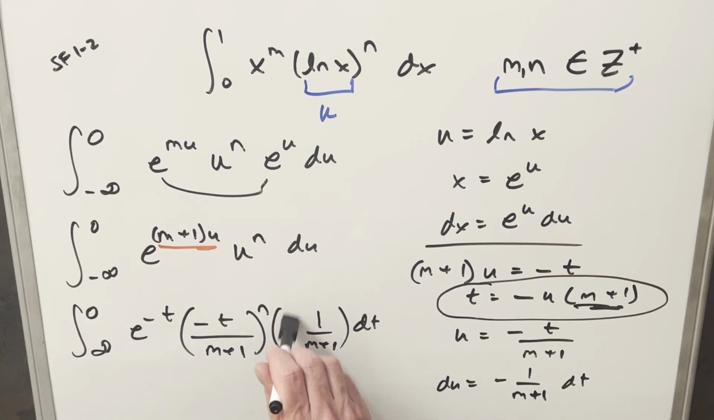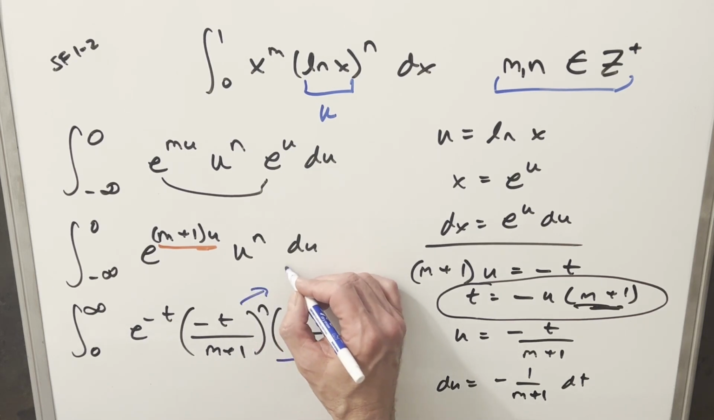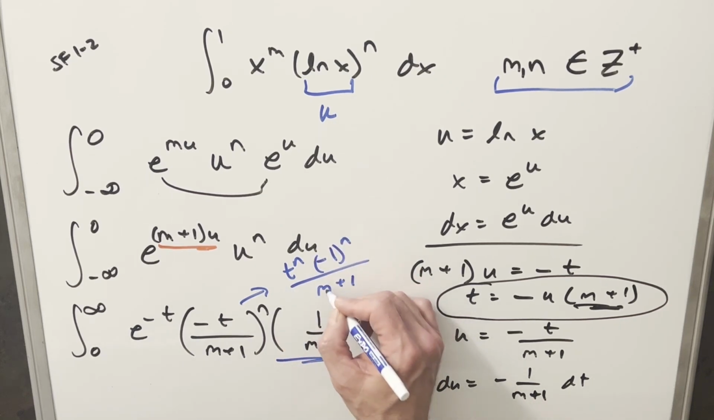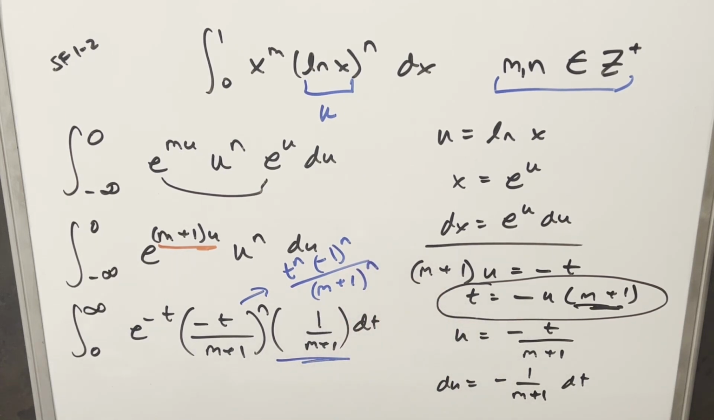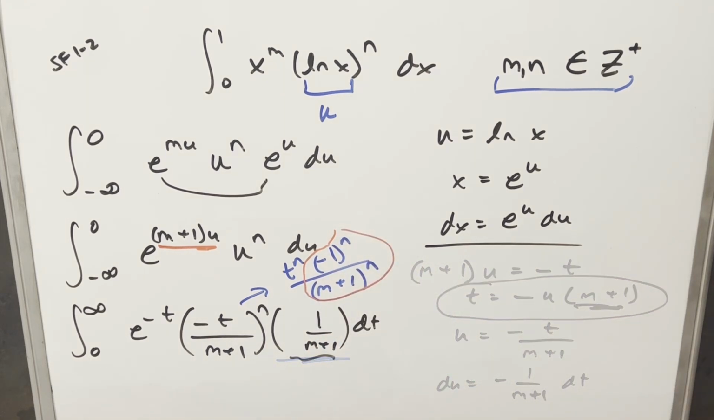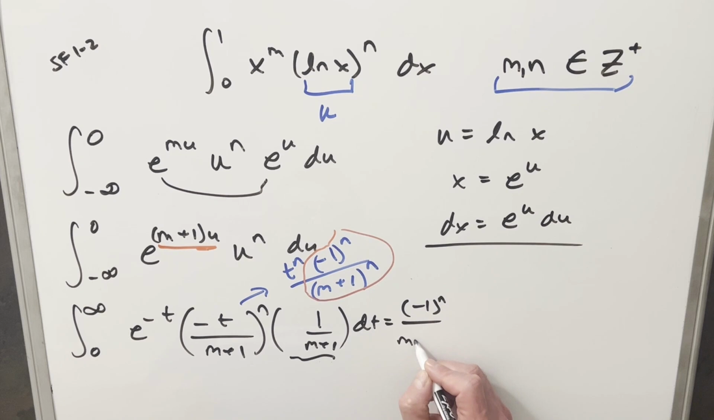I can take this minus sign and use that to flip my bounds. So now we're integrating from 0 to infinity. This term is just a constant that I can take out front of the integral. I can take out some of this too, because I can split it up and write it as minus 1 to the n times t to the n, with m plus 1 to the n in the denominator. All this is a constant that I can bring out of the integral. So up front we'll have minus 1 to the n over m plus 1 to the n. But this piece is also a constant, multiplying m plus 1 in the denominator by m plus 1 to the n. This gives me m plus 1 to the n plus 1.